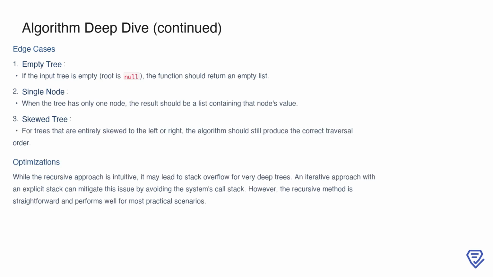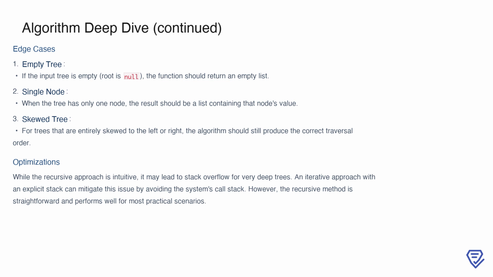Finally, let's consider some edge cases and potential optimizations. For an empty tree, where the root is null, the function should return an empty list, as there are no nodes to traverse. In the case of a single node tree, the result should simply be a list containing the value of that one node. For trees that are completely skewed to the left or right, the algorithm still produces the correct traversal order, though the recursion depth reaches its maximum in these scenarios.